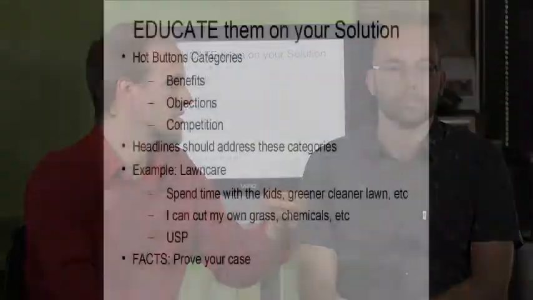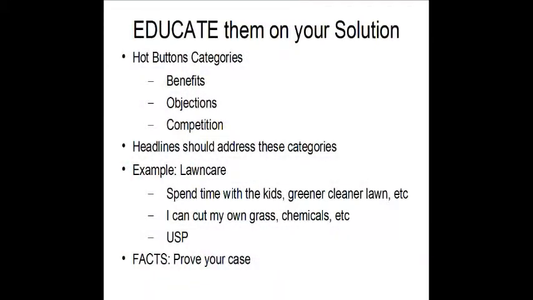And again, with that is benefits, objections, and competition. Competition being, again, why you as opposed to your competition, in this case possibly them or your competitor.